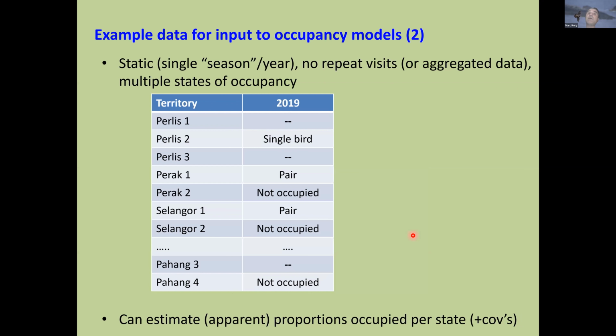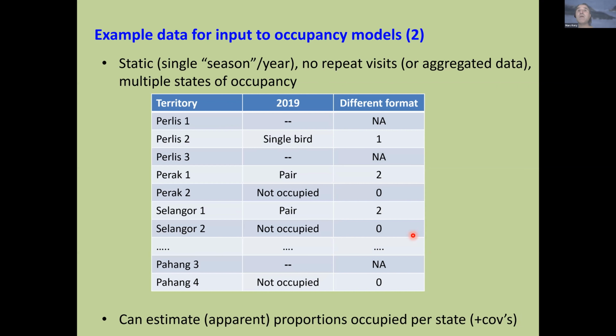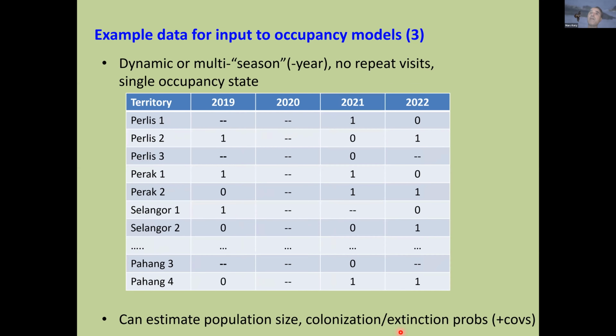We can have a completely analogous scheme here if we distinguish multiple states of occupancy, for example, single birds versus pairs. This then allows us to estimate the apparent proportions of occupied sites per state and study the covariates, for example, site quality, which determines whether a site tends to be occupied by a single bird or occupied by a pair.